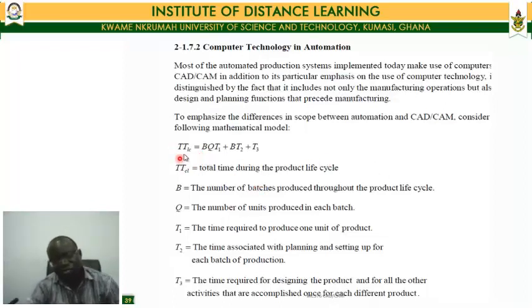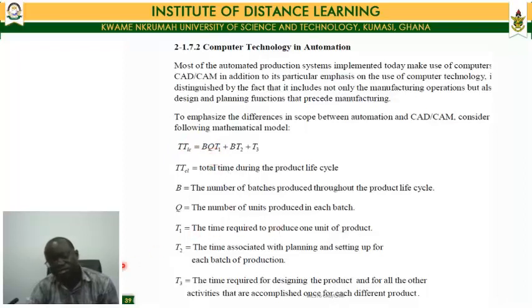Now, if we use this model to represent the total time during the product life cycle, this is TTLC, given by this mathematical expression: B Q T1 plus B T2 plus T3. Now, B refers to the number of batches produced throughout the product life cycle of the particular product. Q is the quantity, the number of units produced in each batch. T1 is the time required to produce 1 unit of the batch. So if you multiply these three, you are now going to get the total time for production.